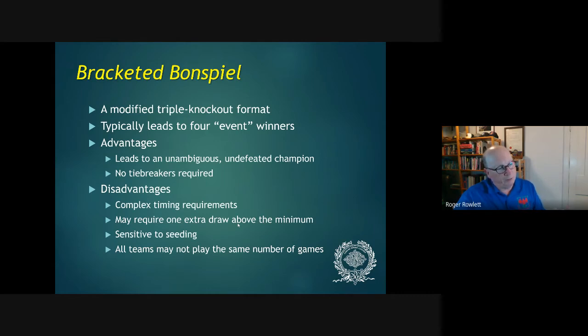And then there's the kind of bronze medal game, which I'm calling the D event. But that's the fourth event. That's a pretty typical bonspiel arrangement. There are other ways of doing it, but that's pretty common.